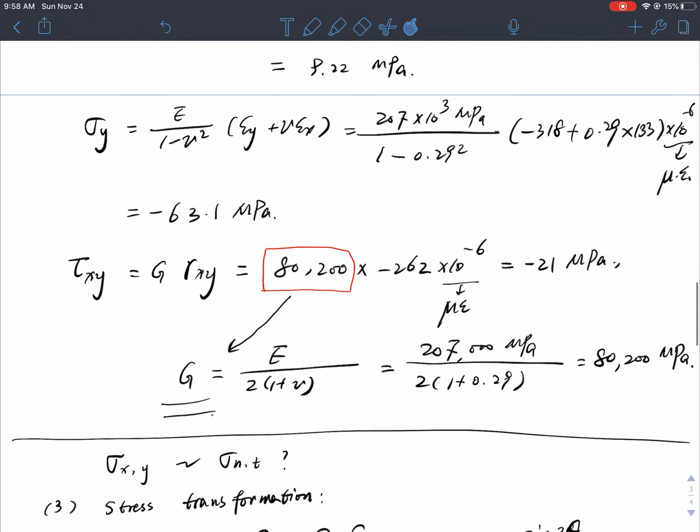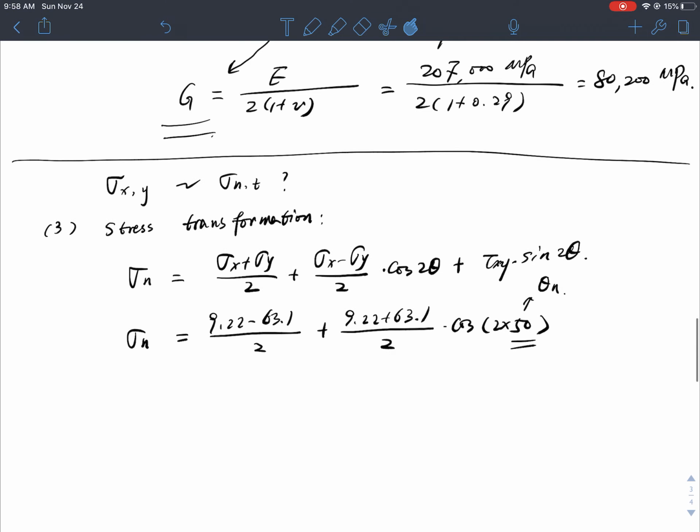Let me check. No, I think I'm right. All right, so carry on. This is minus 21 sine 2 multiplied by 50 degrees. So I eventually get my stress in the n component, which is minus 53.9 megapascal.